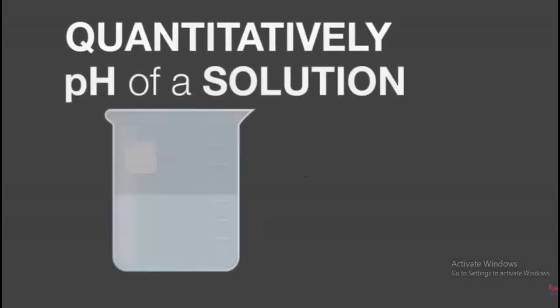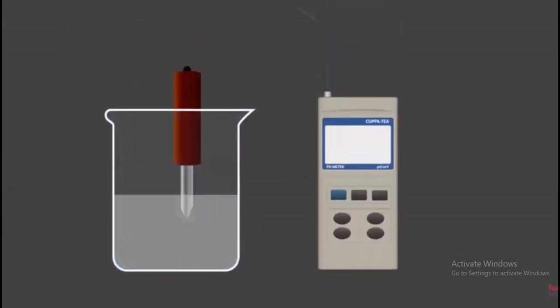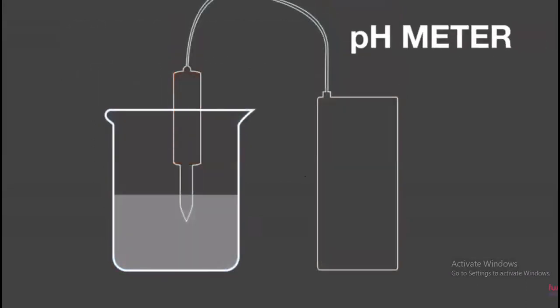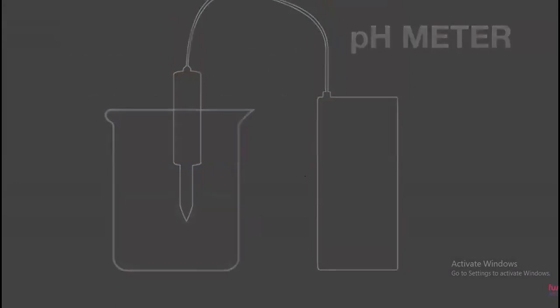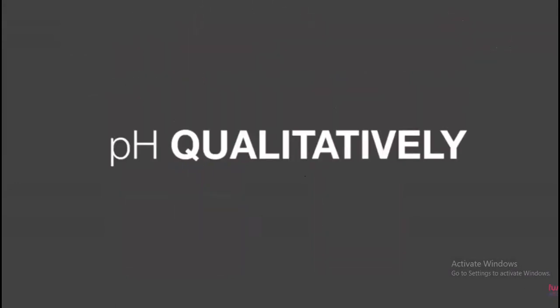While it is possible to quantitatively measure the pH of a solution using a device known as a pH meter, there are also ways to determine pH qualitatively.